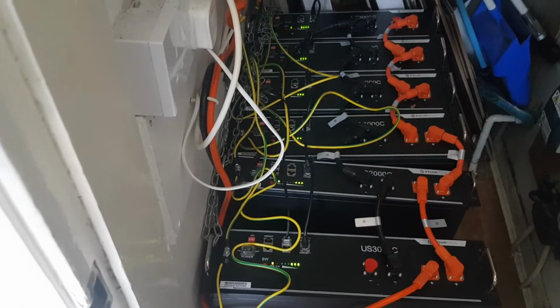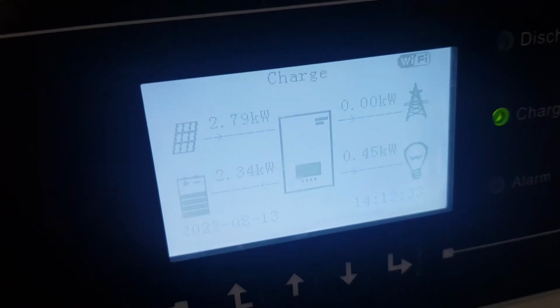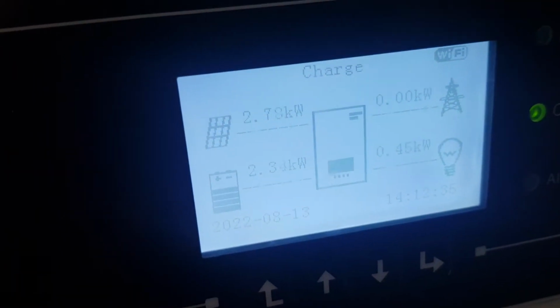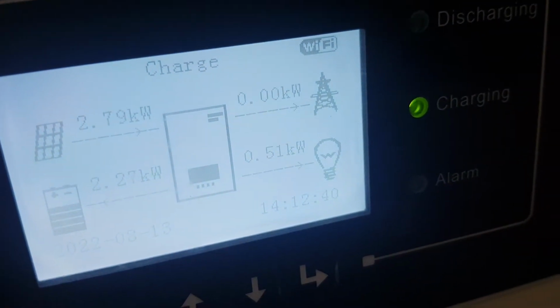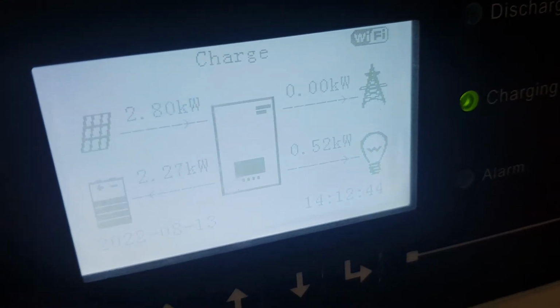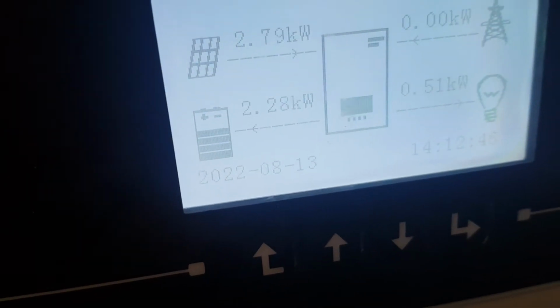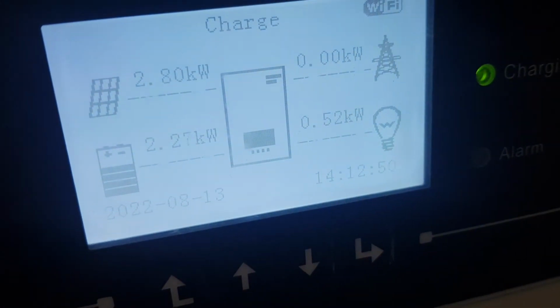These batteries are being charged for free from the solar panels, as you can see yourself there. So today, if you have a look, we're getting 2.79 kilowatts coming from the solar panels. We've got zero grid, so that's good. So nothing coming from the grid, so we're saving money anyway because we're getting everything for free. The batteries are being charged at about 2.28 kilowatts. The consumption is 0.52 kilowatts.